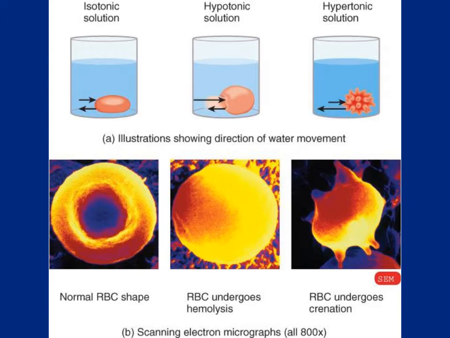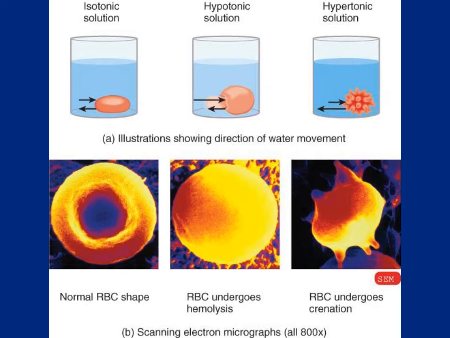Now let's take a look at the middle picture. We put a blood cell in a hypotonic solution. Remember that hypo means it has a lower solute concentration than what's inside the cell. So more solute inside the cell is going to cause water to be sucked into the cell. And that water being sucked into the cell is going to create more water movement in and less water movement out. And as a result, that red blood cell is going to swell and become bigger until at some point it's actually going to rupture.